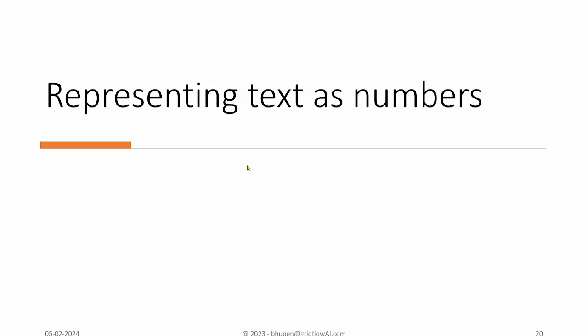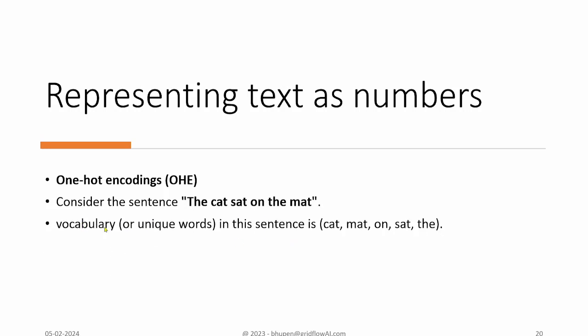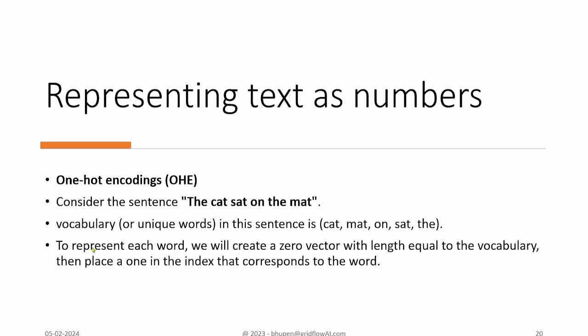So let's look at how we can represent the text as numbers. One of the methods is one-hot encoding. For example, if you have this sentence, the cat sat on the mat, first we need to build the vocabulary, which is a unique set of words from your input data. And for example, here, these are the vocabulary words. Now to represent every word, we are going to create a zero vector of the length of the vocabulary, and then at the index position where you have the word, we will put 1.